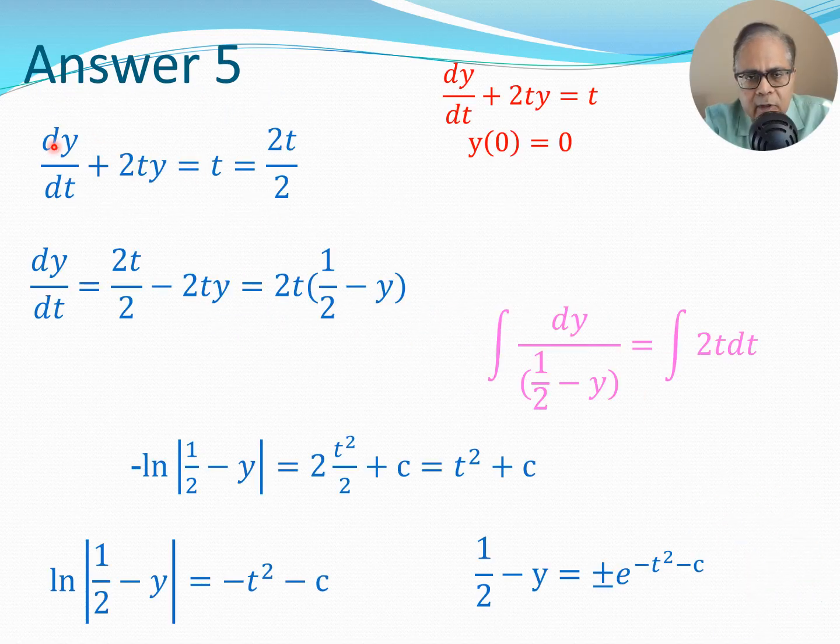Now, this problem becomes very easy to solve if you realize a certain thing, that the right hand side has a t and you could write it as 2t by 2. So if you realize this, then you can simply write the right hand side as 2t by 2 and subtract 2ty, and then you can take the 2t and write half minus y. So this equation becomes separable into one part which is related to y and the second part which is related to t.